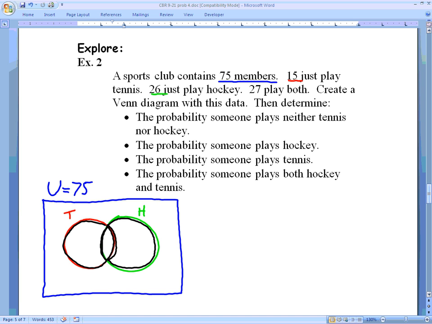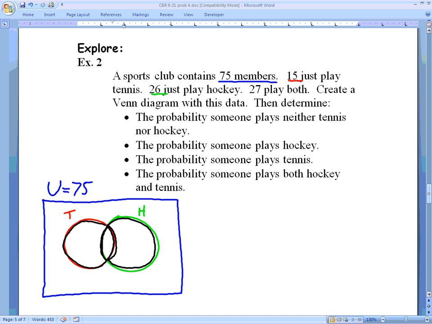The ones on the left in the red would be those who just play tennis. The ones in the right, crescent shape, in the green would be the ones who just play hockey. And then the intersecting part is the ones who do both. Anyone who's outside of those circles but still inside the blue universe, those would be people who are part of the club but do not play hockey or tennis.